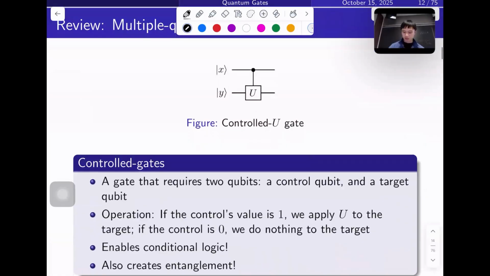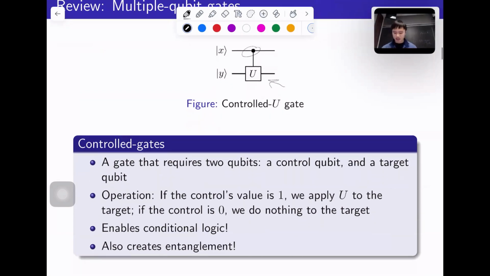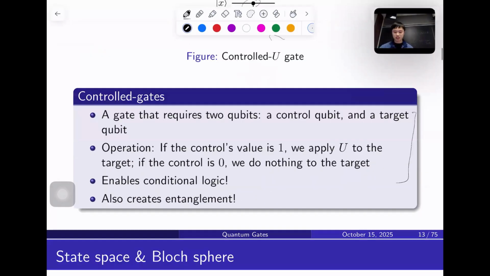Okay. Next, we talked about the control gates, where you have this black circle marking like this. If this qubit has the value 1, we're going to apply this U operation, which represents a general quantum gate, to the other qubit. And that's written out here at the bottom. What this does is it allows us to perform entanglement, because you can imagine that we will need some sort of operation that spans qubits to create some correlations between them. And this also enables conditional logic, like if this, then do this. So that's why these are important.